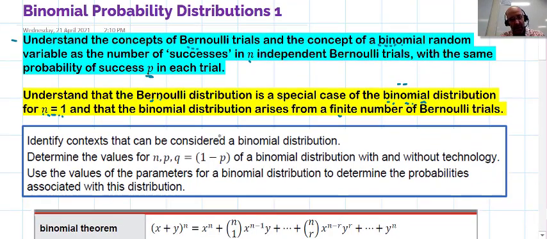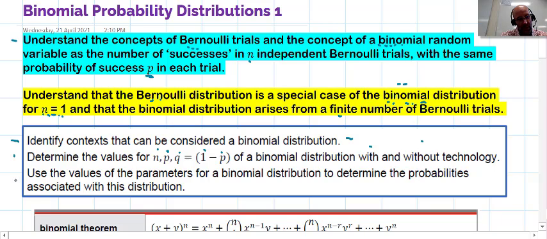We're going to start looking at examples of where we can consider things as a binomial distribution situation. We've already done some of this with the Bernoulli. We're going to look at n, p, and q. Remember, q is the complement of p, and we're going to deal with binomial with and without technology. Need to be across both, and we're going to use the values of the parameters for a binomial situation to determine the probabilities. That's the point, okay, to find probabilities.